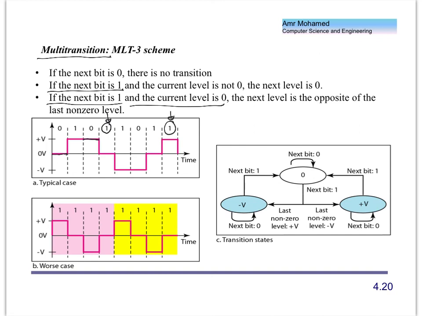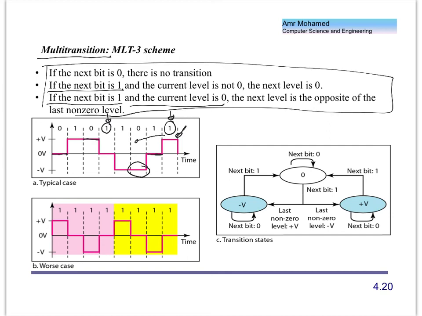If the incoming bit is 1 and the previous level is 0, then the 1 needs to be positive or negative. We have to go all the way back to see what the last non-zero element was. It's negative, so make it positive. If it's positive, make it negative. So this is a complete logic which you need to memorize and apply carefully.